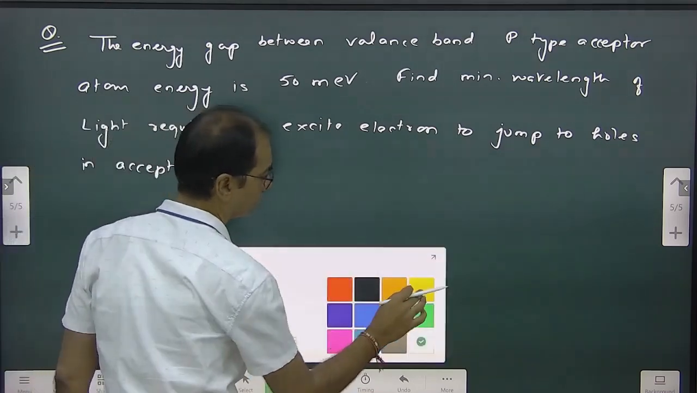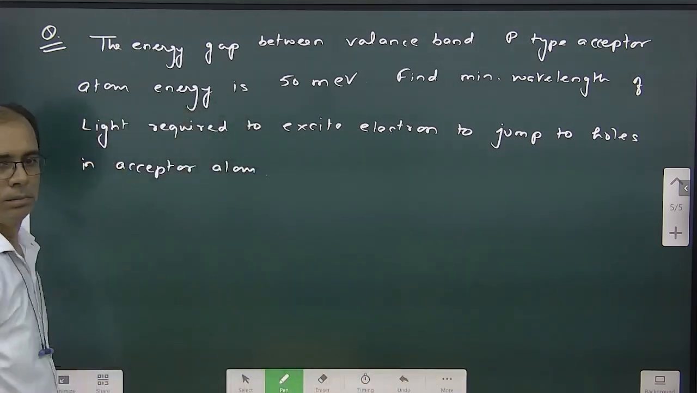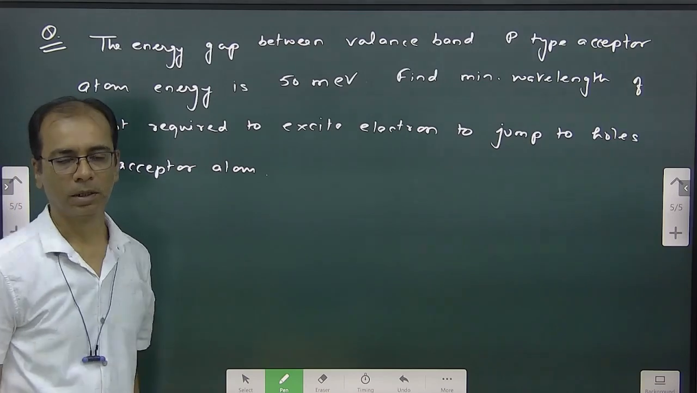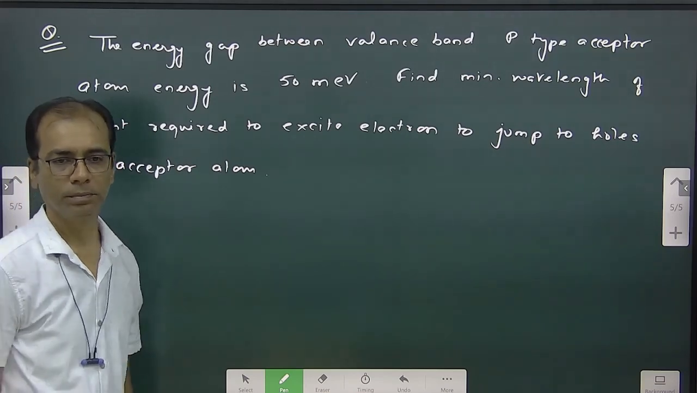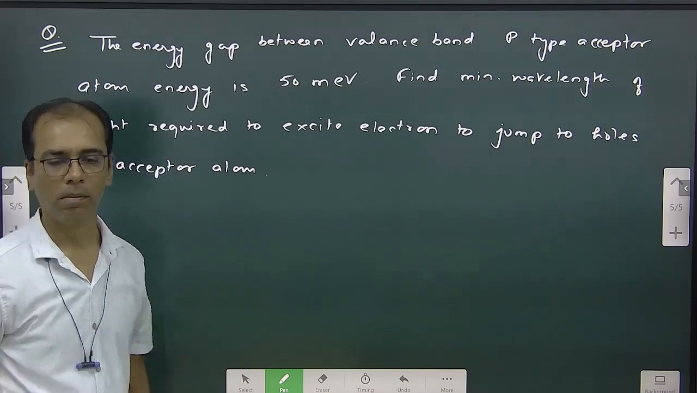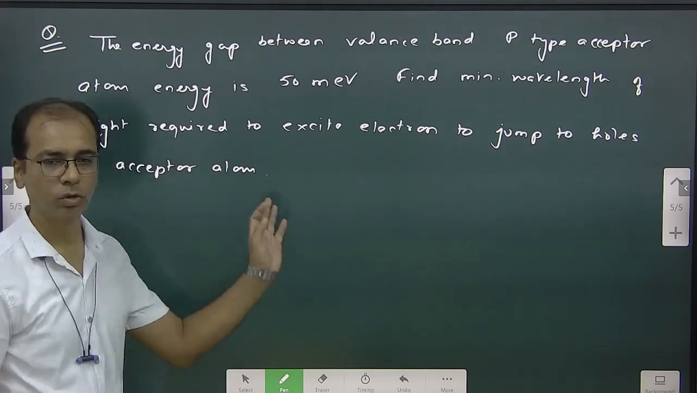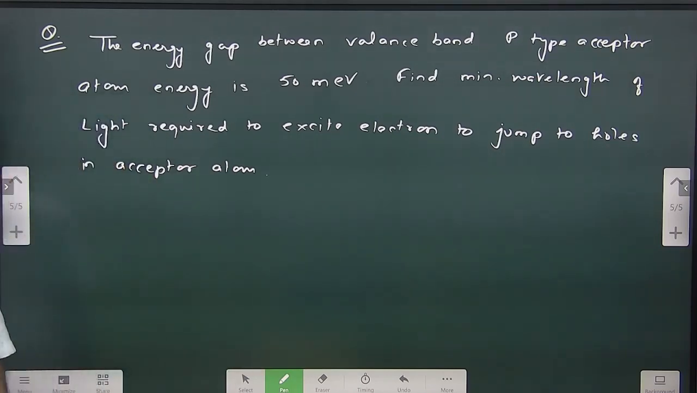So it's not a conventional question of semiconductors. It's a different question; they are mixed up, two topics. So note this one and find its answer. If you remember how to solve it, solve it.